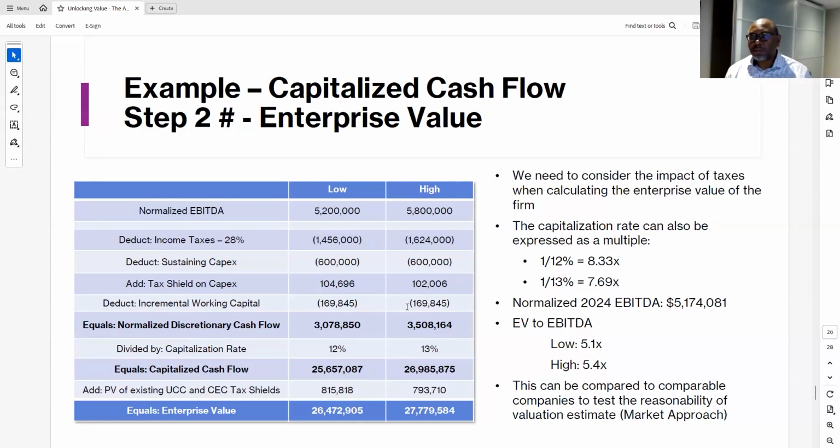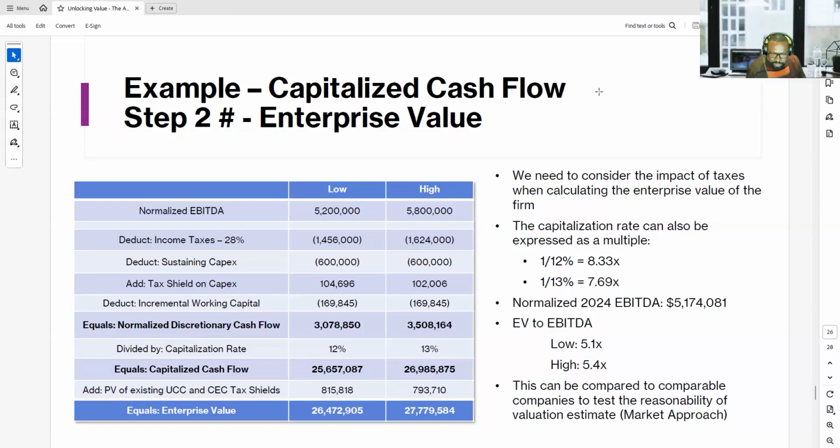And then through our analysis, we said the business needs a bit of an adjustment to working capital, so we've adjusted that there. So we've come down to the normalized discretionary cash flow, after we take out the one-time items and assess what the company needs from a sustaining CapEx perspective. Because we're doing a capitalized cash flow, we have one point estimate. We're using a cap rate, which is a discount rate, but it's a reciprocal of the discount rate. It gives you a multiple. That would equal our capitalized cash flow: 25.6 to 26.9.